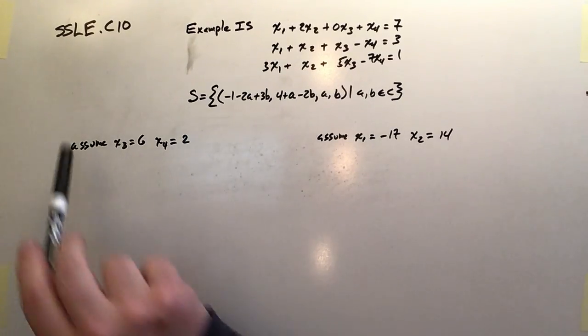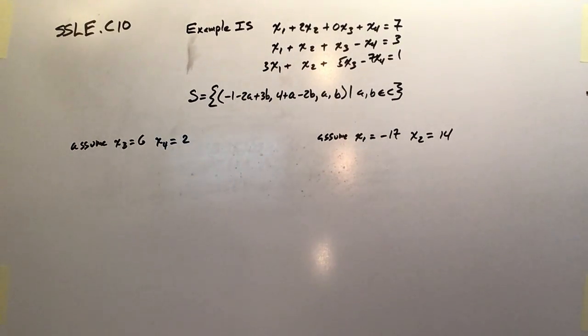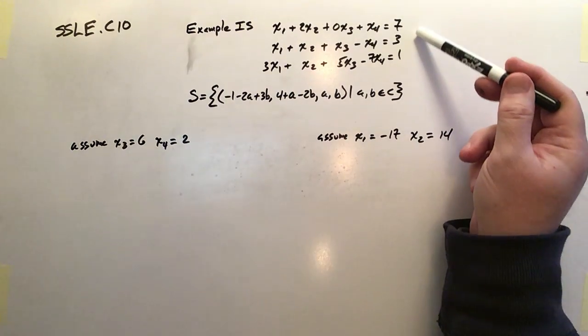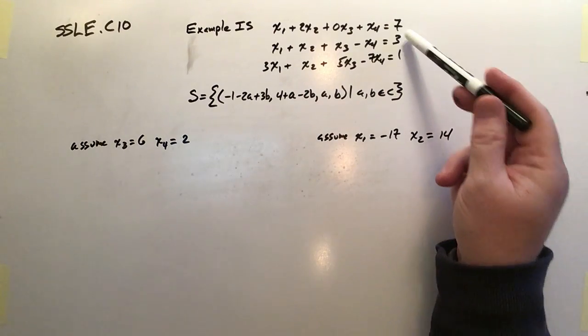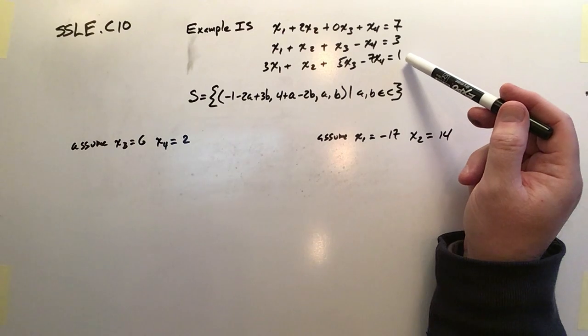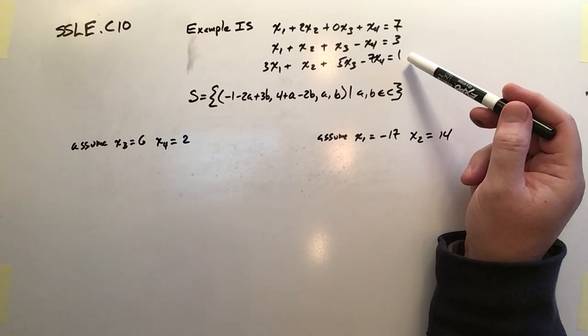Okay, this is section SSLE, solving systems of linear equations. And in question C10, we're asked to rework example IS. The thing that characterized IS was this system right here, which has 4 variables but only 3 equations. So if it is solvable, it's going to have many solutions. And it turned out that it did.